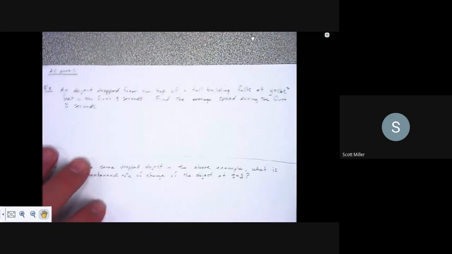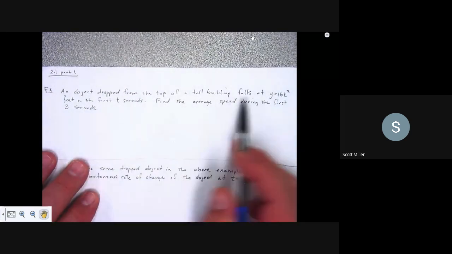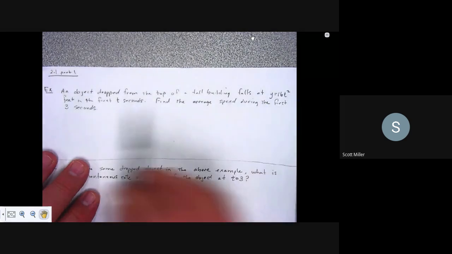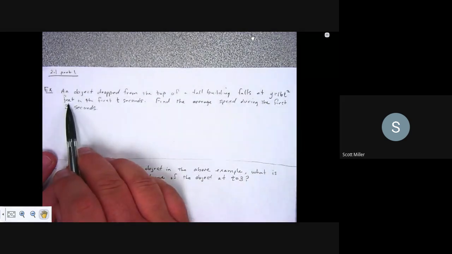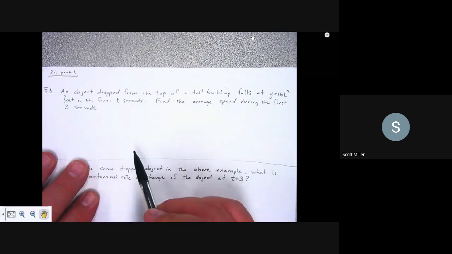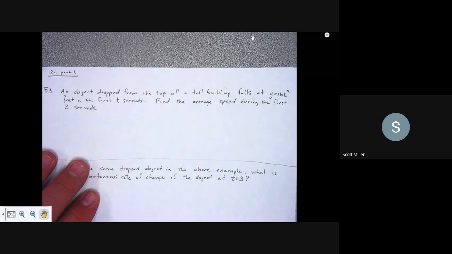So let's look at an example I have for us and see how we can use this to our advantage, or do a problem associated with this one. So we're going to do this example right here. An object is dropped from the top of a tall building and it falls according to this function right here. It'll be in feet and in the first t seconds. So t time is in seconds. Find the average speed during the first 3 seconds.